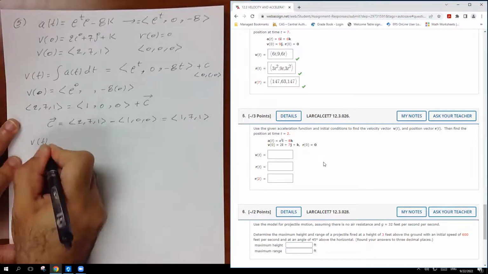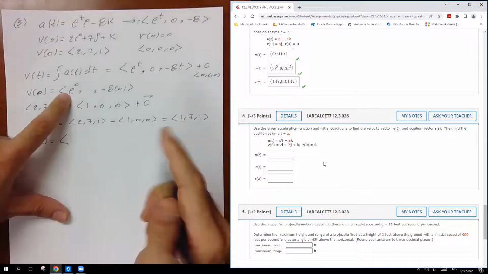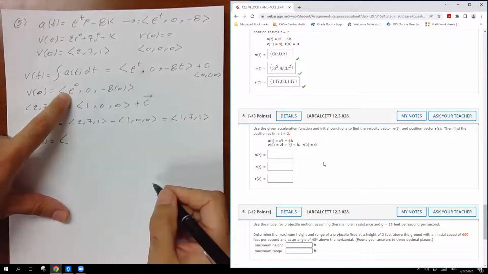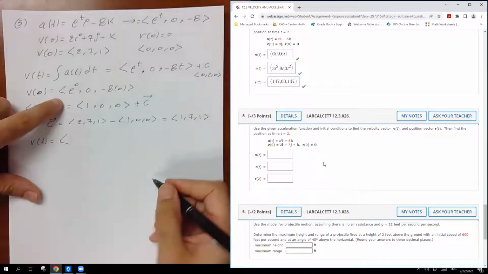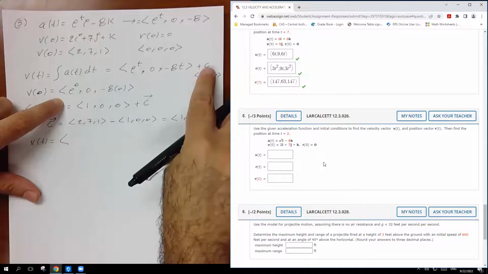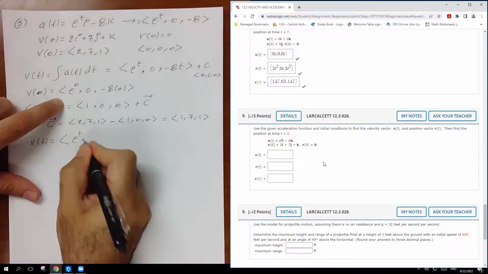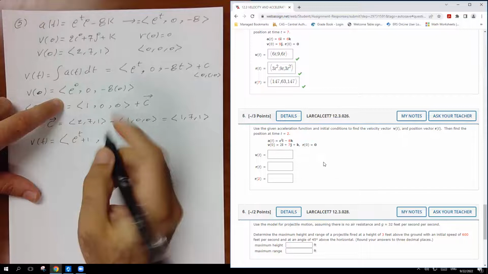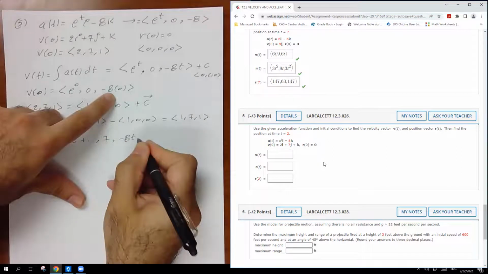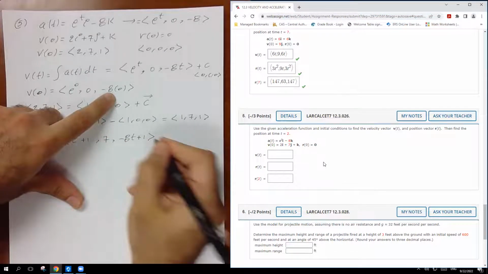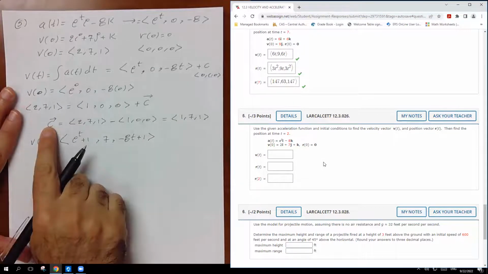That means v of t is going to be equal to this one with the first one. Here is the velocity vector, plus the vector c, which is the new vector. So it's going to be e to the t plus 1, and it's going to be 7 here, and it's going to be 1 here, so -8t plus 1. So that's the difference between this example and the previous one, when you find the c as a vector.